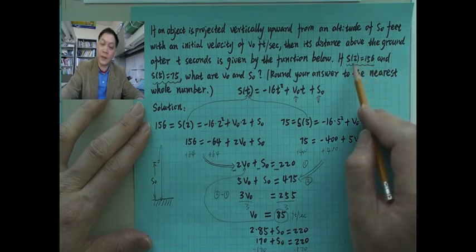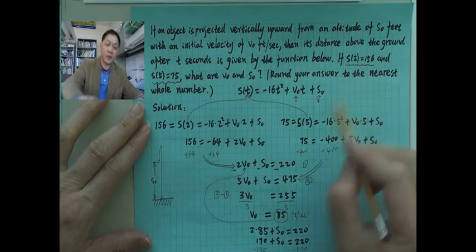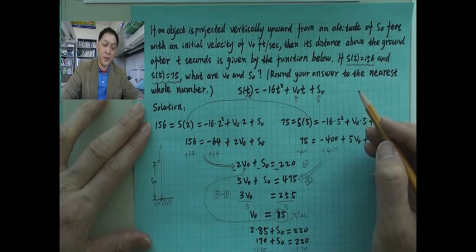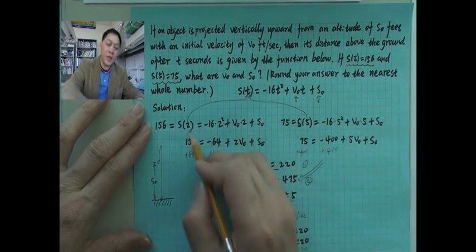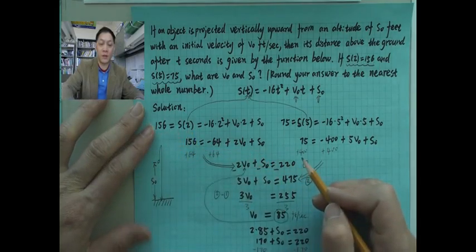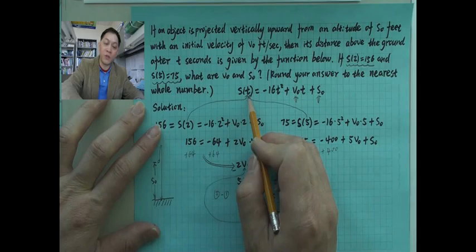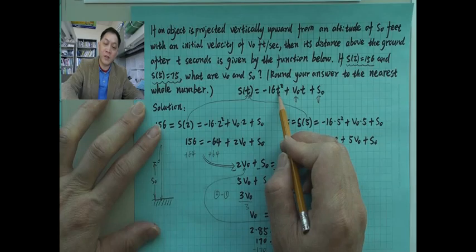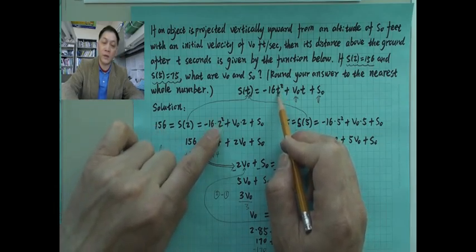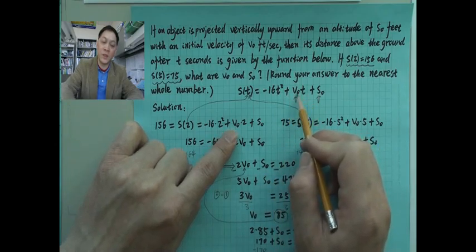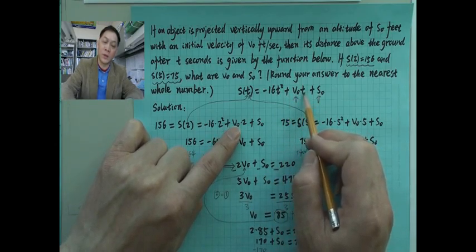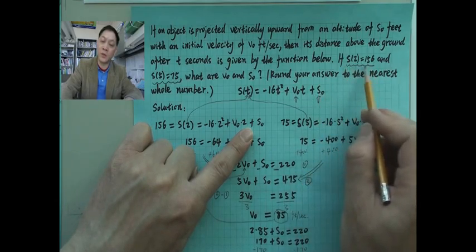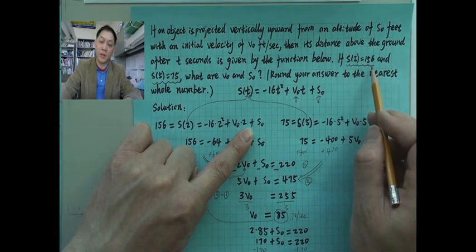Now we are given again s of 2 is 156. How to use this condition? 2 seconds later is 156, and then you plug this 2 into this formula. t is 2, so that would be negative 16 times 2 squared plus v0 times 2, and then plus s sub 0. So that's the first condition from here: s of 2 equals 156.